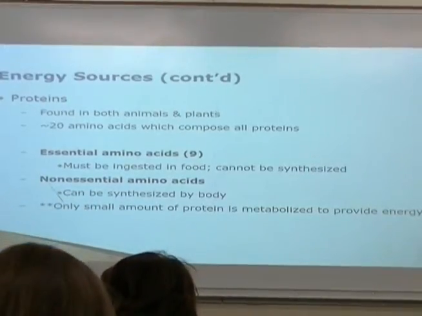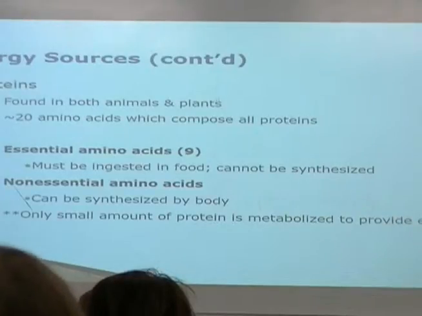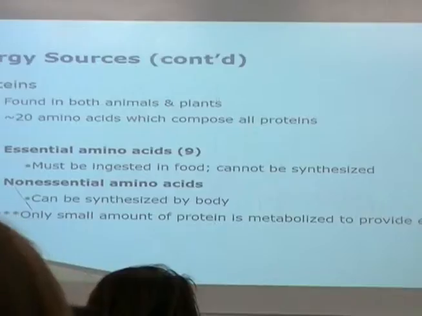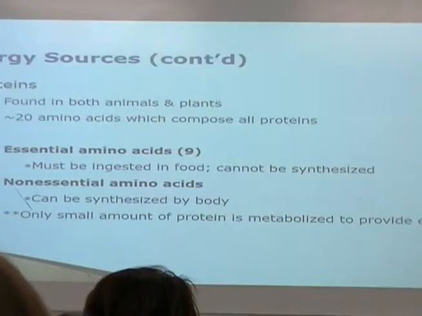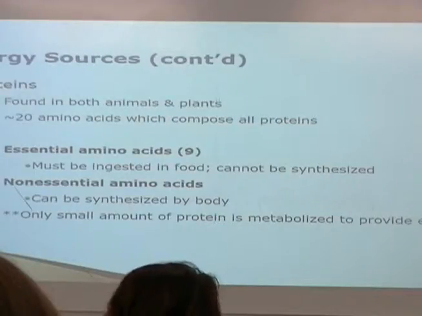And those amino acids are either essential or non-essential. If they're labeled essential, and there's 9 of those, I think there's 10 when you're looking at children who are younger than puberty. But in adults, there's 9. And those are amino acids that the body can't make for itself. That means that you have to ingest them within your diet.